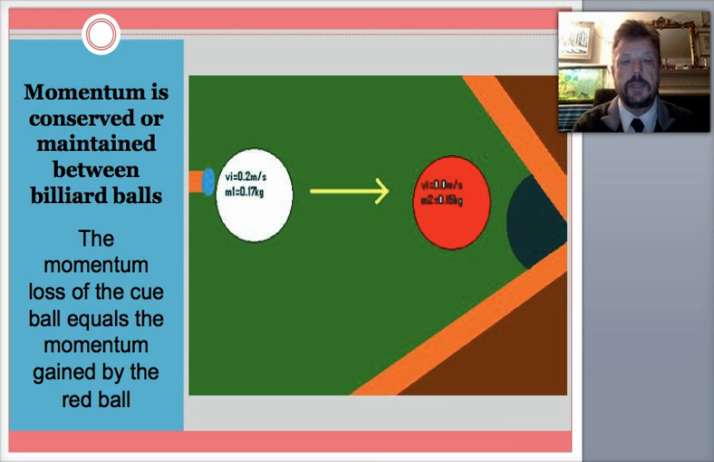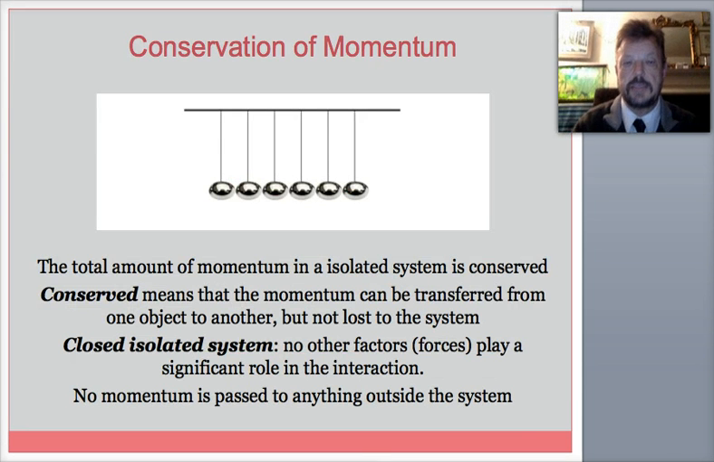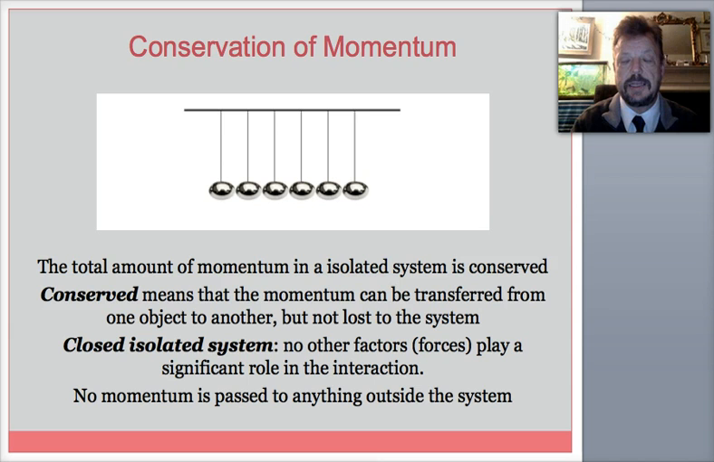Momentum is conserved, or maintained, between billiard balls. The momentum lost by the cue ball equals the momentum gained by the red ball. An example of this is Newton's cradle. The total amount of momentum in an isolated system is conserved. Conserved means that the momentum can be transferred from one object to another, but not lost to the system. In a closed, isolated system, no other factors or forces play a significant role in the interaction. No momentum is passed to anything outside the system.